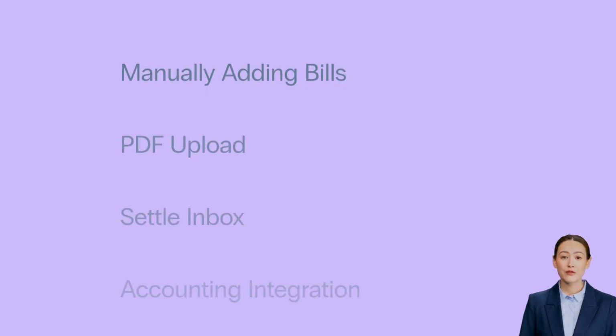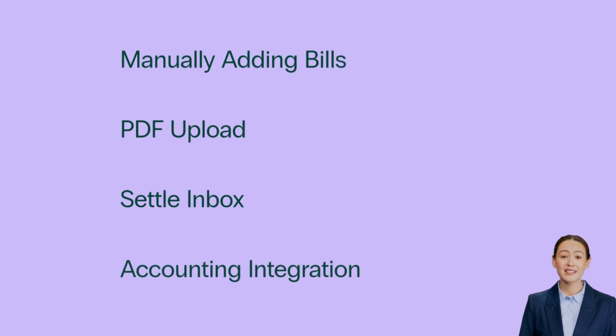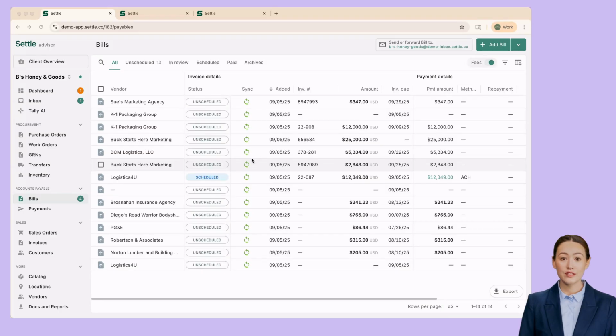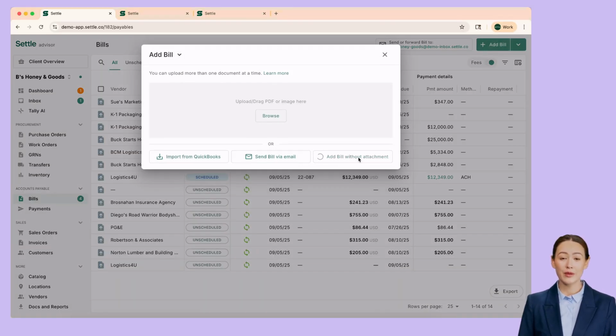Now that we've taken care of a few setup items, let's add some bills. We're going to show you the 4 ways that bills can be added in Settle, including manually adding them, uploading them through a PDF import, through the Settle inbox, and via your accounting integration. First, we'll do a manual bill. Click Add Bill and Add Bill without attachment.